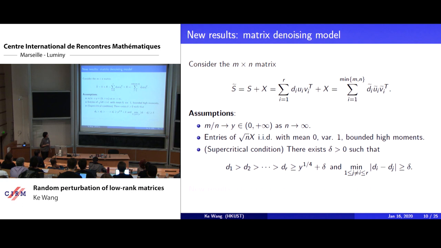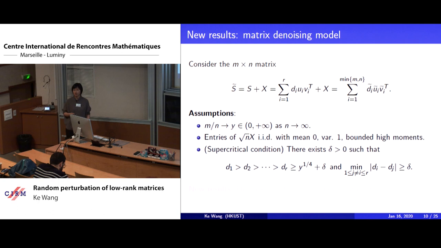We also impose this supercritical condition, which basically says that all the singular values of the signal matrix are bigger than their critical value, y to the quarter in this case. So we will create outlier singular values after perturbation. We also assume these singular values are well separated, such that after perturbation, the singular values of S_theta are also well separated. So when I talk about the individual singular vectors corresponding to the perturbed singular values, we don't have ambiguity to define them.